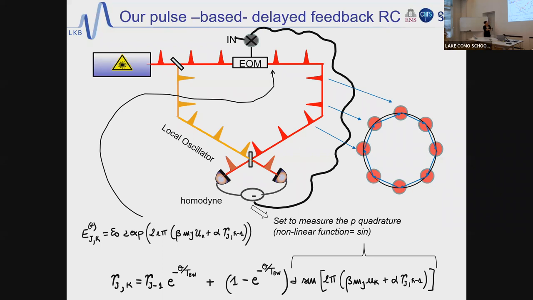We measure the P quadrature. So this sets the non-linear function, it's just a sine function, not so linear, of the incoming signal. And then it is related to the pulse before by the fact that we have a finite bandwidth of the homodyne detection. So the way we embed the fact that we create links effectively between the different nodes that are the pulses of our reservoir is that the measurement that we do on the reservoir, so the state space, is going to depend on the one that comes before, because the measurement device is set to be not fast enough.